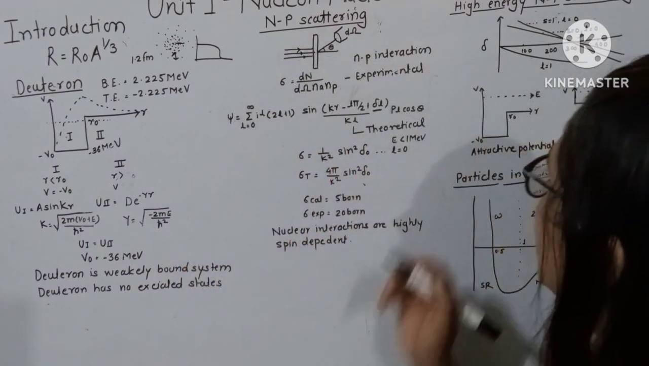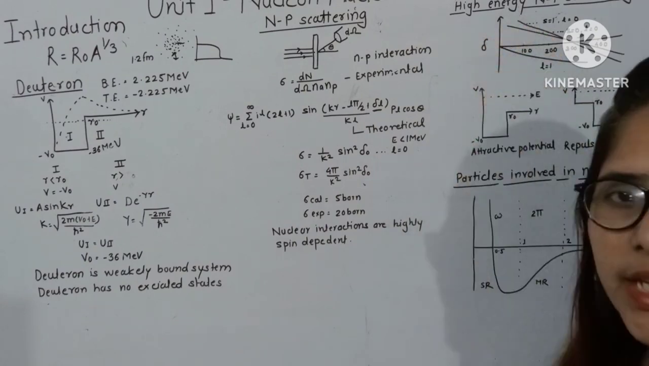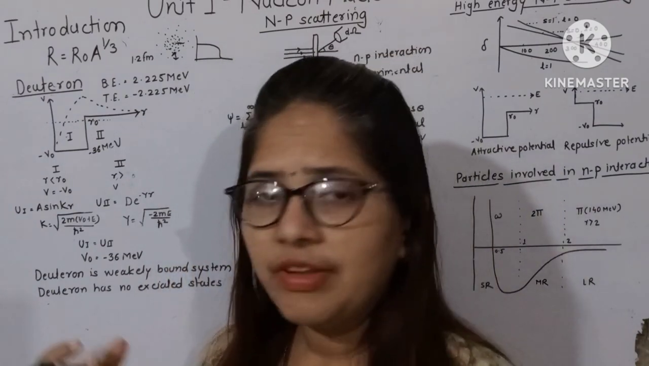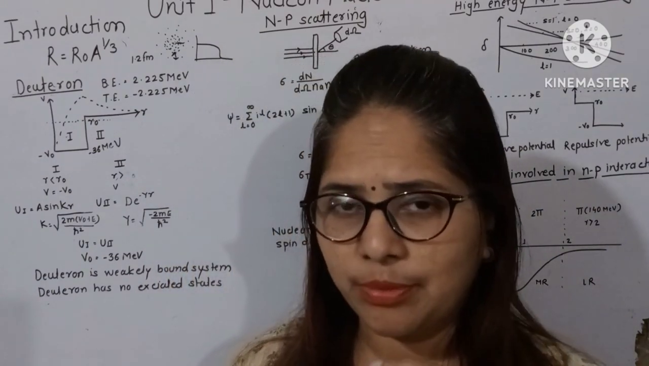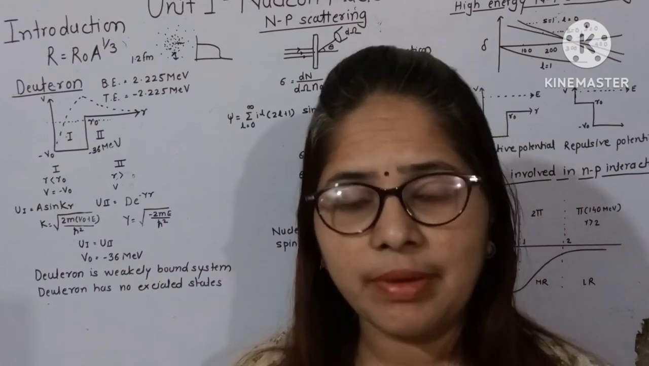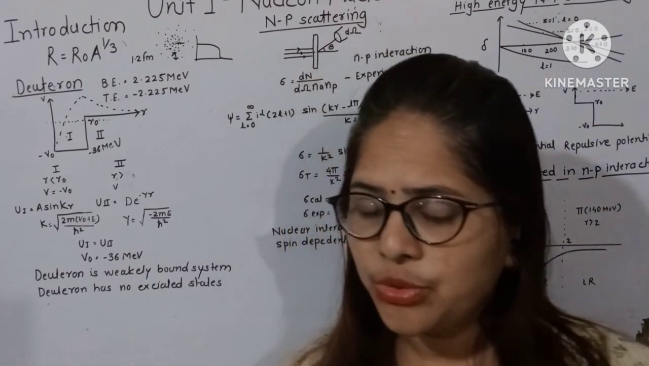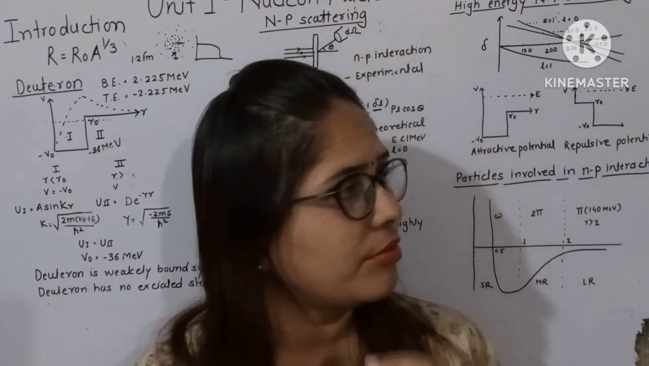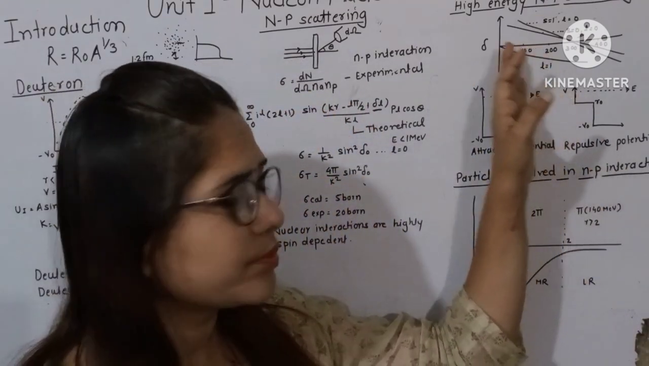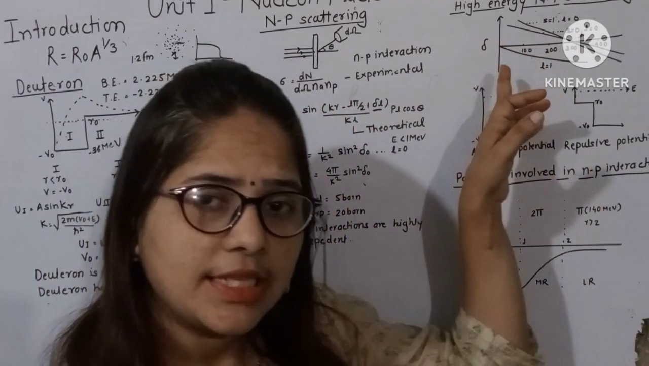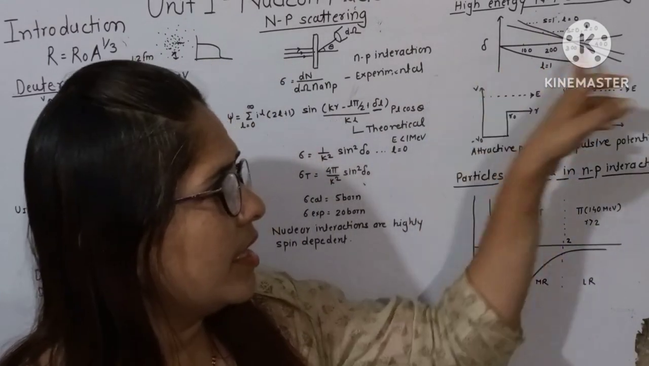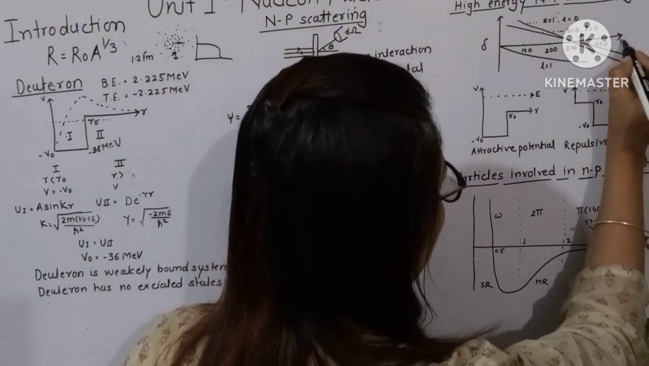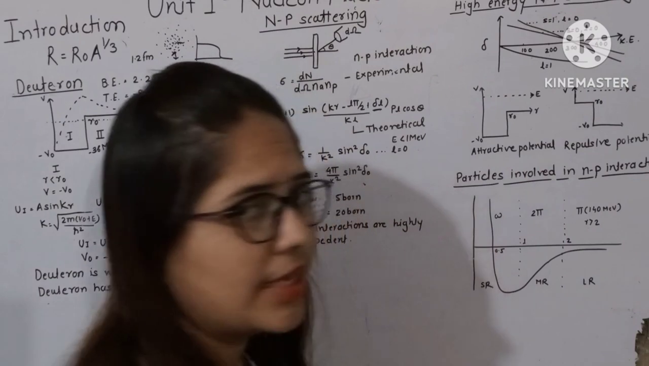Then afterwards we have seen the high energy NP interaction. Now we are seeing that whenever there is an interaction between the neutron and the proton, that interaction is spin dependent. But now, as you go on increasing the kinetic energy of the incoming particle, what happens here? Here we can see a graph of the phase shift delta with respect to the kinetic energy of the incident particle. So this is the kinetic energy of the incident particle.